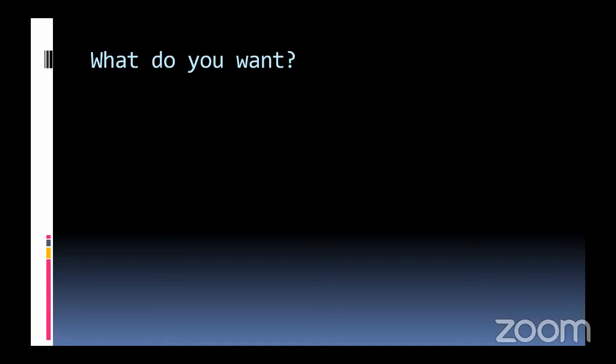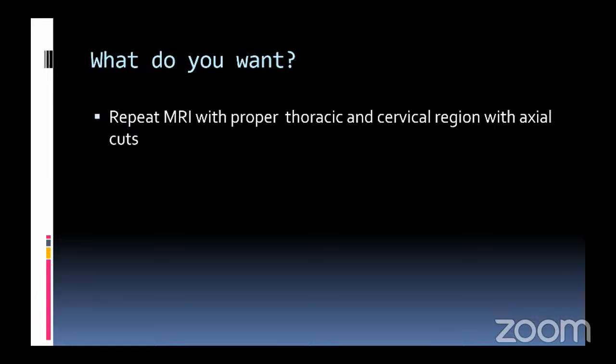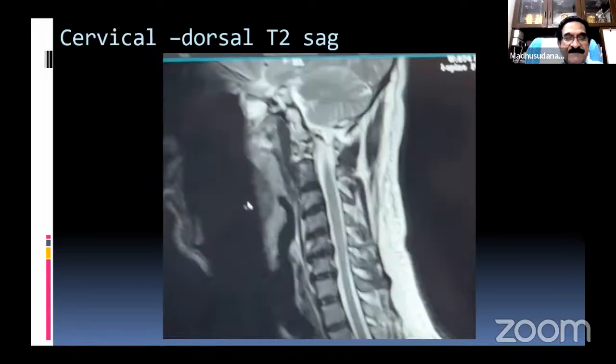When was the MRI done, sir? The MRI was done elsewhere, prior to my seeing the patient, about 2 months back. One year back is the story of the illness. So repeat the MRI with proper thoracic and cervical regions with axial cuts. That is what was wanted. So I repeated the MRI here.